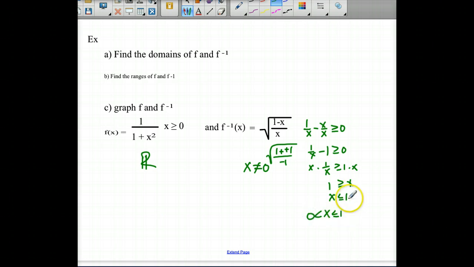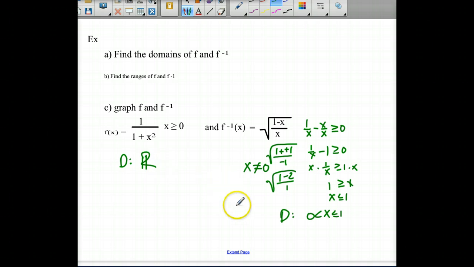If you pick numbers greater than 1, like a 2, we'd have 1 minus 2 over 1, and that would be negative. So this is our domain for this function, between 0 and 1, and the domain for this function is all reals. All right, so now we can go look at the graph.